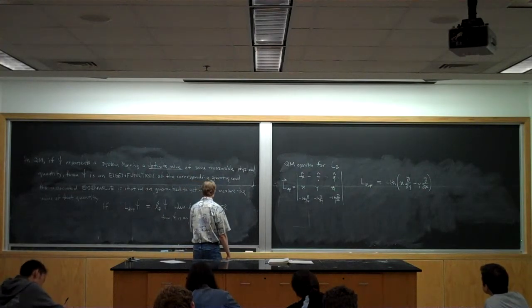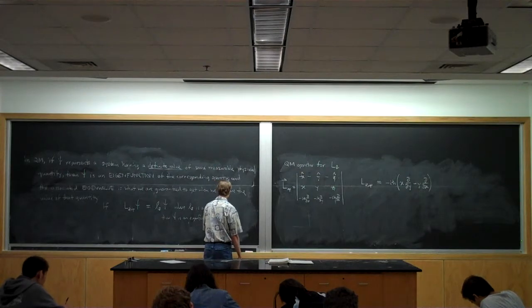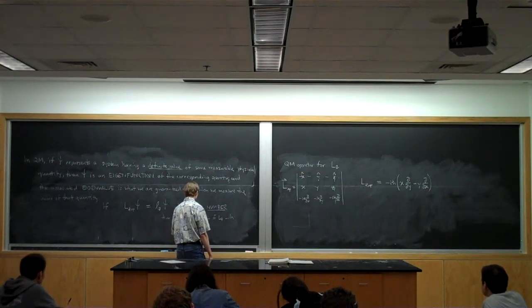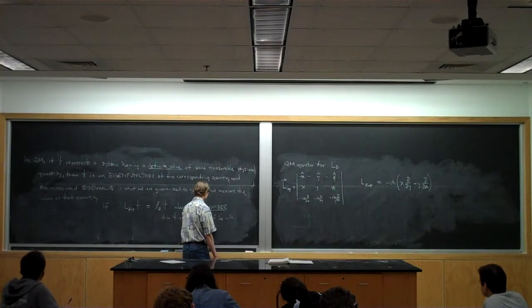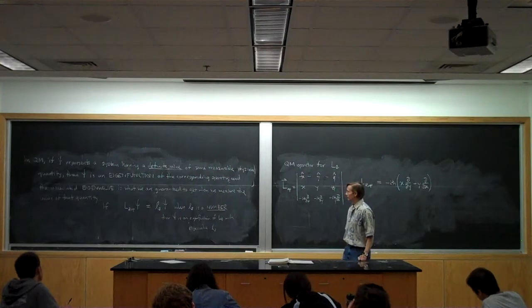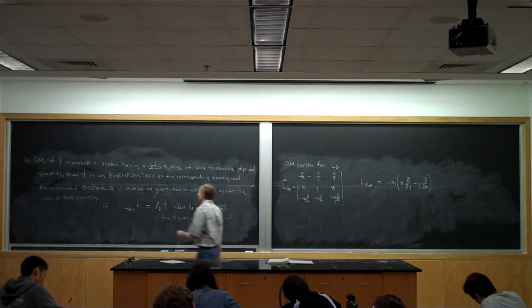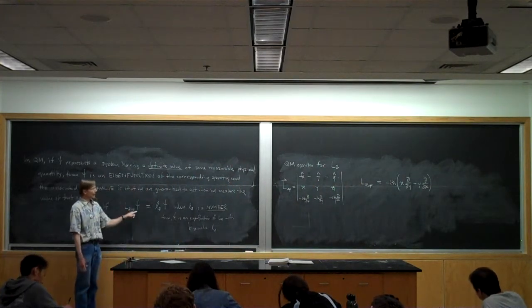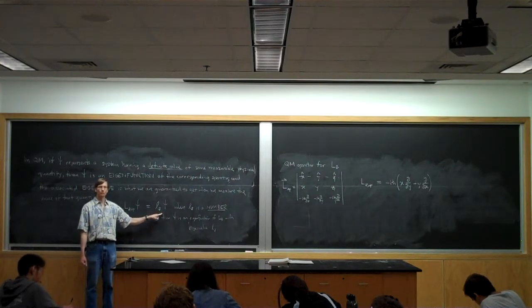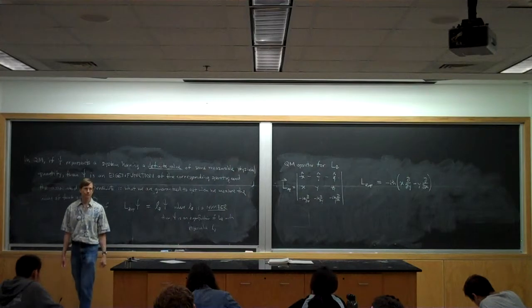Then psi is an eigenfunction of L_z with eigenvalue little l sub z. That's what we mean by eigenfunction, eigenvalue. If a function is an eigenfunction of an operator, that means that applying the operator, in the end, all you get is a multiple of the original function, and that multiple is what we call the eigenvalue.